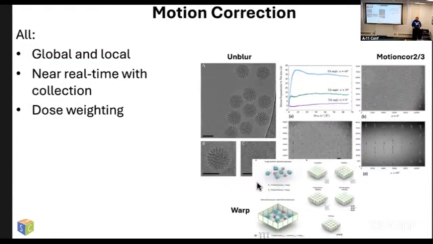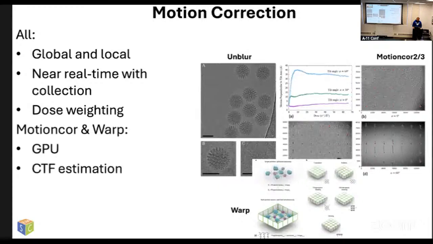So motion correction. For your frames, you want to look at what kind of motion correction you want to do. Generally, it's usually MotionCor2 or 3. That's pretty robust. Or Warp. All of these will do global or local alignments. They're pretty fast, so it's pretty quick off the scope if you're doing it on the fly. They implement dose weighting, so you're taking into account the different doses on each frame. MotionCor and Warp are all GPU accelerated.